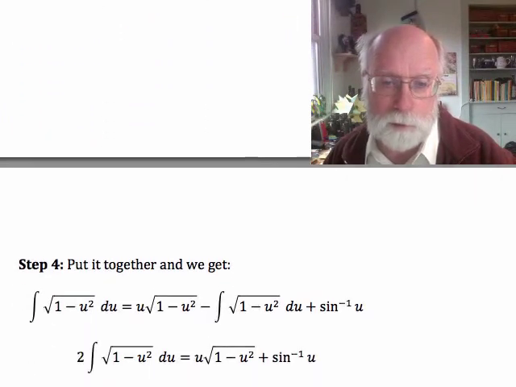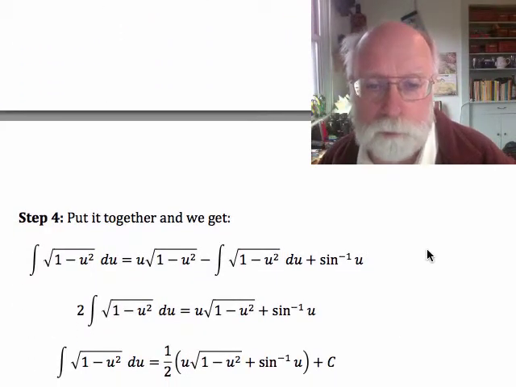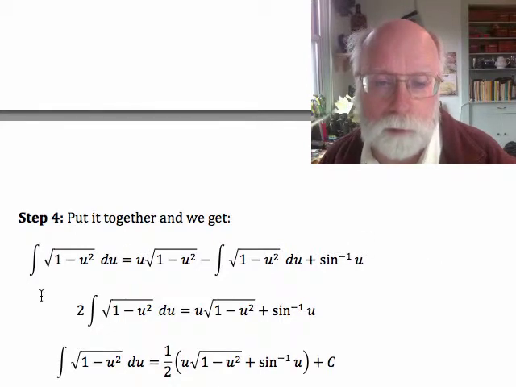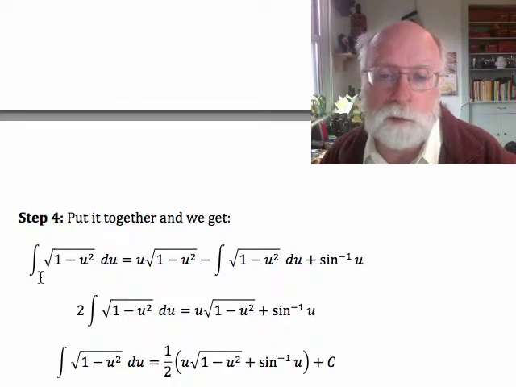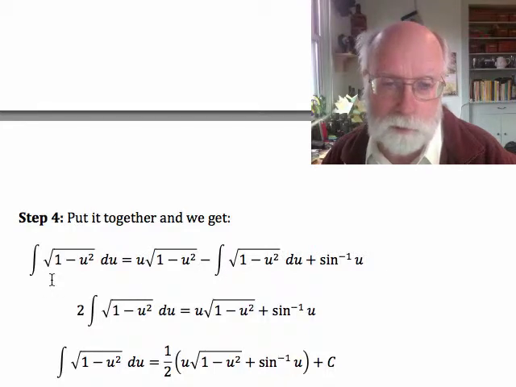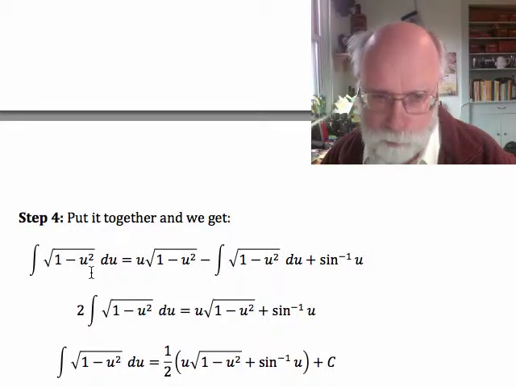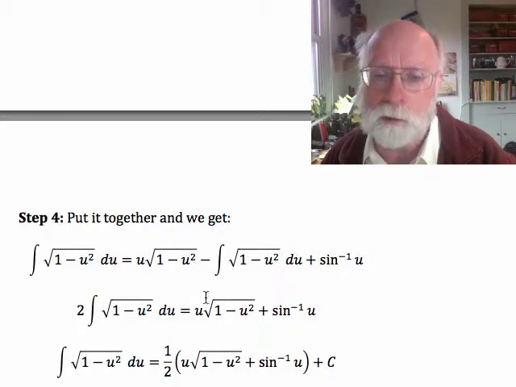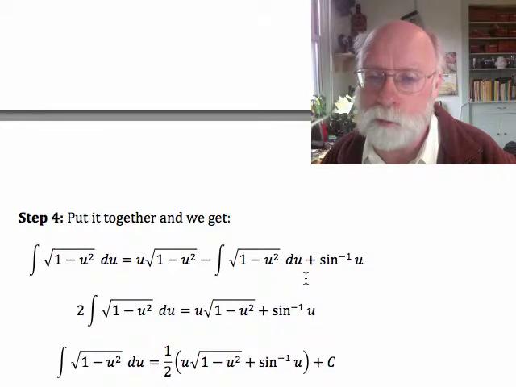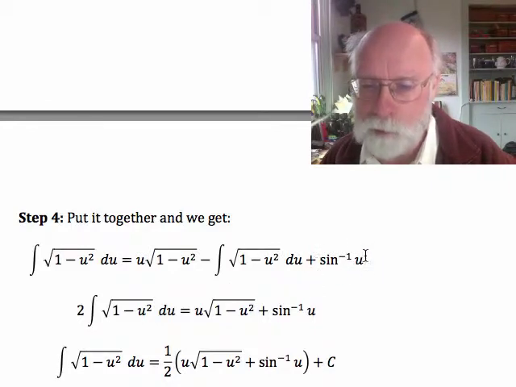So if we put this all together, we have step 4. The integration by parts formula said the integral of 1 minus u square root of 1 minus u squared du equals u square root of 1 minus u squared minus the integral of the square root of 1 minus u squared du plus sine inverse u. So that's the arc sine from the last integral.